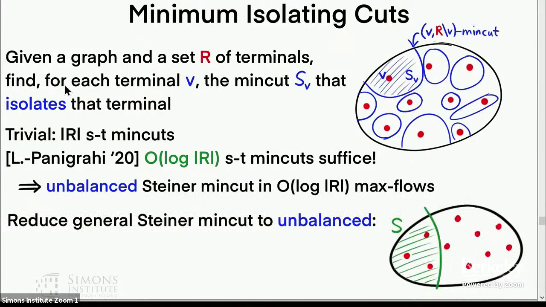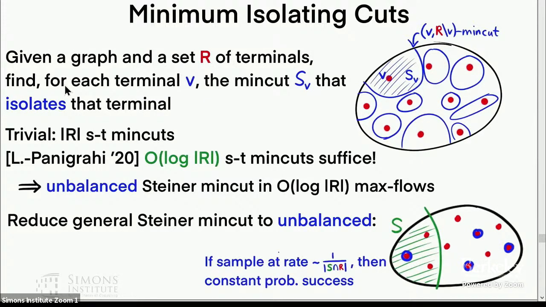And finally, how do we reduce general Steiner min cut to unbalanced? Well, it turns out we just need to random sample at an appropriate sampling scale. So if we sample at rate, let's say, 1 over the size of S intersect R, the number of terminals on the smaller side of the target min cut, then with constant probability, we'll sample exactly 1. And we'll just call this minimum isolating cut, the unbalanced case, on the subsample and get the right answer. And of course, we don't know which scale to sample, but we can just sample at geometrically increasing scales.